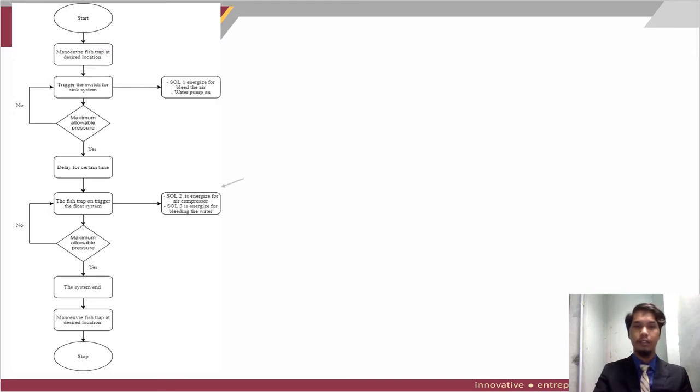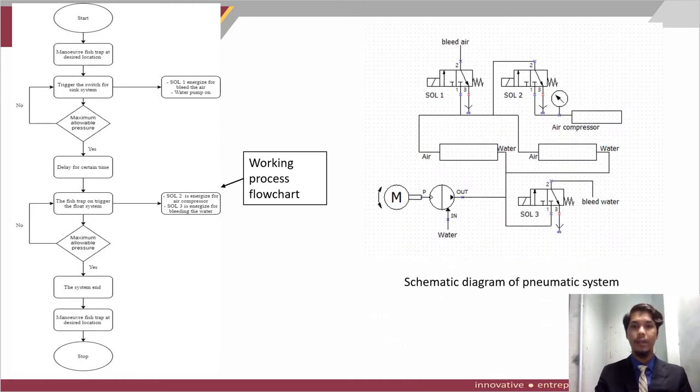This is the working process flowchart, and this is the schematic diagram of the pneumatic system. We will start and maneuver the fixture to the desired location and trigger the switch for the sink system. When the system is on, solenoid 1 will be energized to bleed the air and the water pump will be on to pump water into the ballast tank. After that, it will go to the maximum allowable pressure, then it will stop the sink system and be delayed for a certain time.